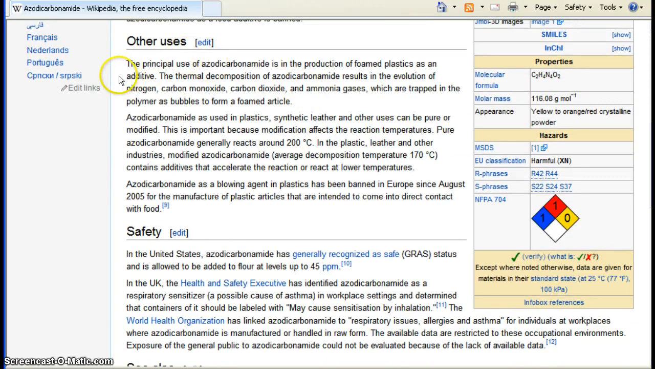This is other uses. The principal use of it is in the production of foamed plastics as an additive. Thermal decomposition of it results in the evolution of nitrogen, carbon monoxide, carbon dioxide, and ammonia gases, which are trapped in the polymer as bubbles to form a foamed article. As used in plastics, synthetic leather, and other uses can be pure or modified. As a blowing agent in plastics, it has been banned in Europe since 2005 for the manufacture of plastic articles intended to come in direct contact with food.